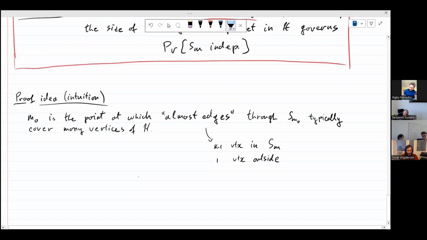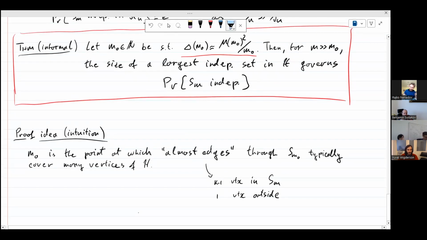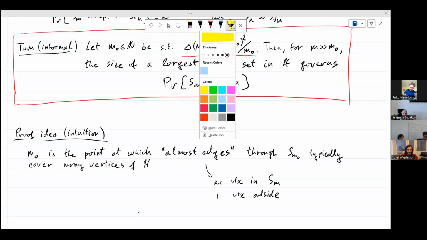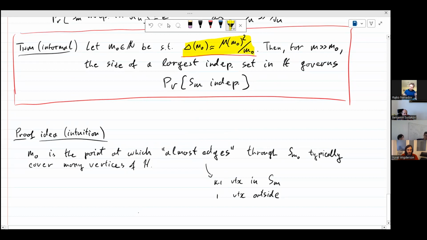And the most important part of this talk is to realize what happens at this point M naught. So what happens at the point where Janson tells you that the probability will be exponentially small in the number of elements? This point M naught is the point at which, if I take my random subset Sm, then this subset is going to saturate many vertices of the hypergraph H in the following sense.